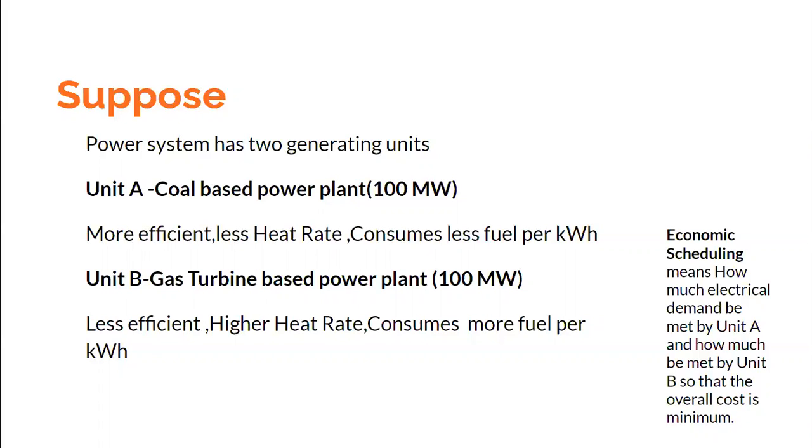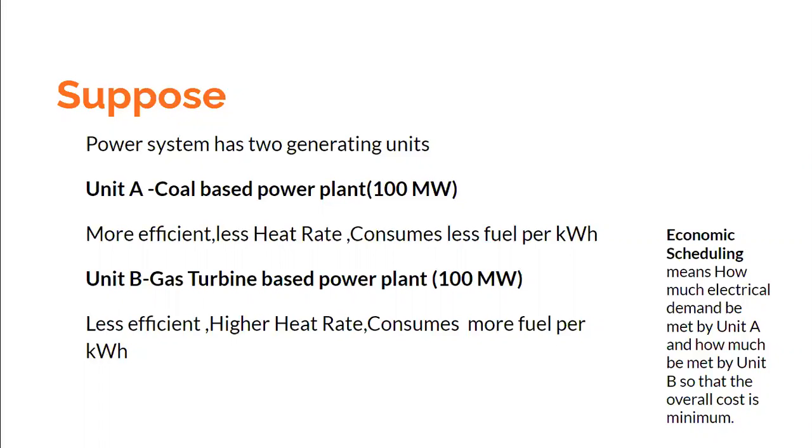By more efficient we mean that the coal-based power plant consumes less coal per unit of electricity generated. The running cost is also less, and the heat rate is less. That is our particular coal-based power plant in this thought exercise. There is another gas turbine-based power plant which, relatively speaking, is less efficient, has a higher heat rate, and consumes more fuel per kWh. Obviously, it has more running cost, more variable cost. Let us say that we have a demand of 100 megawatts, the capacity of unit A is 100 megawatts, and the capacity of unit B is 100 megawatts.